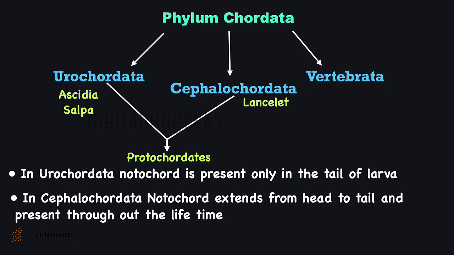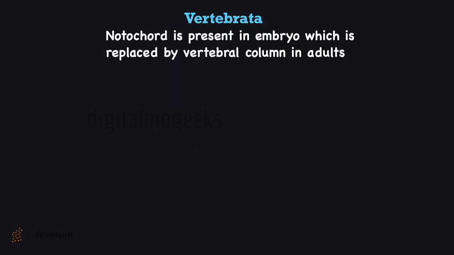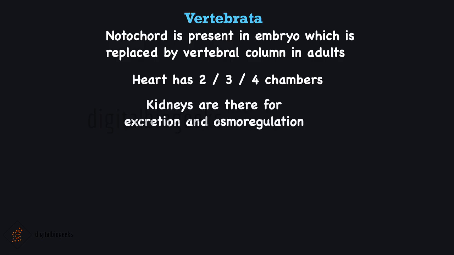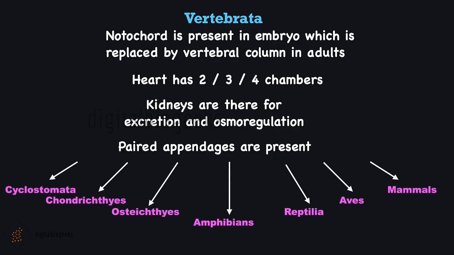Vertebrates possess the notochord during the embryonic period. However, in adults, this notochord is replaced by the vertebral column. Vertebrates have a heart with 2, 3 or 4 chambers. Kidneys are there for excretion and osmoregulation, and they have paired appendages which are fins or limbs. There are 7 classes in vertebrates: Cyclostomata, Chondrichthyes, Osteichthyes, Amphibia, Reptilia, Aves and Mammalia.